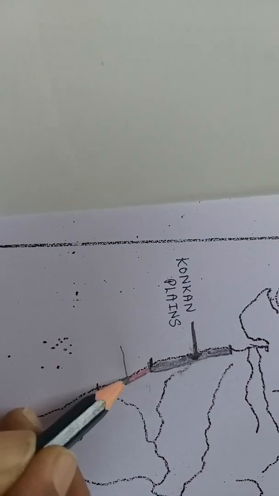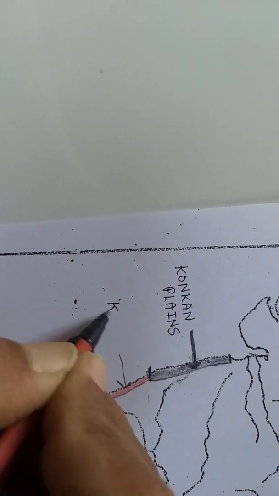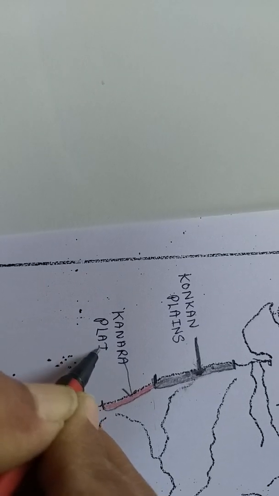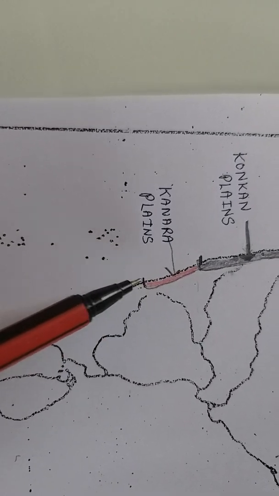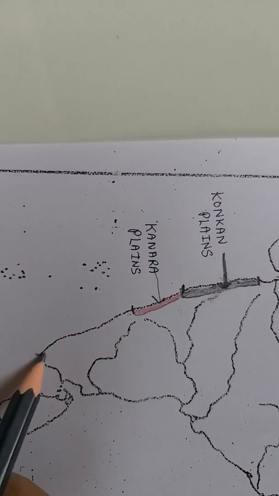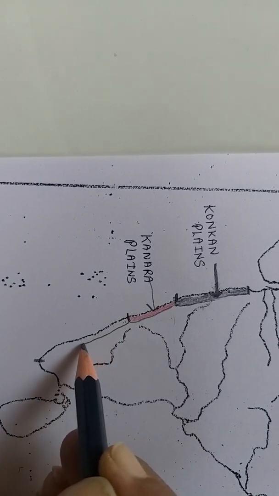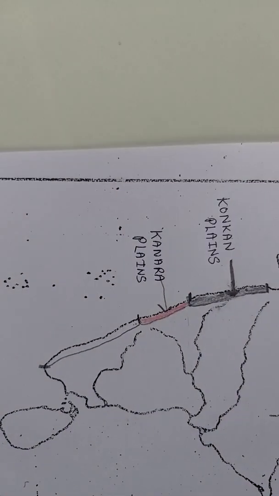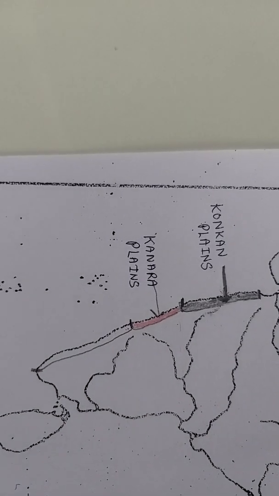Let us label it. Now from the starting point of Kaveri till the southern tip of India, that is Kanyakumari, on the parallel to the coast, we have to draw one line till Kanyakumari. A thin one, it should not be very broad. This is Malabar Plains. Now let us shade Malabar Plains.